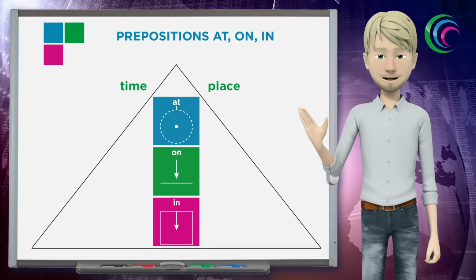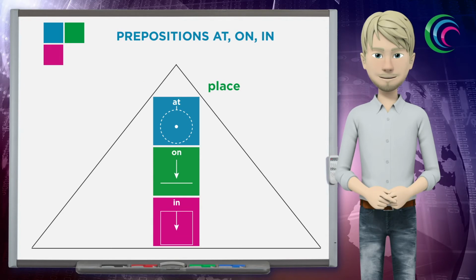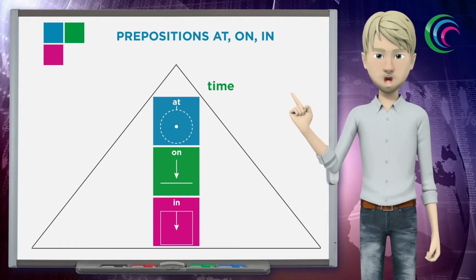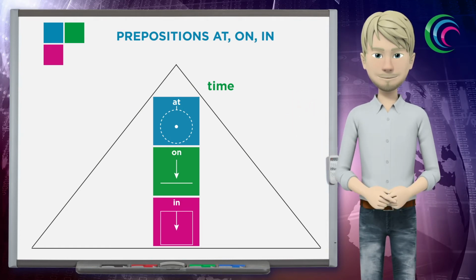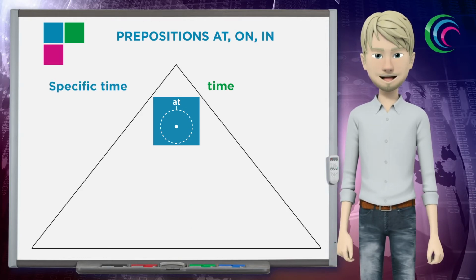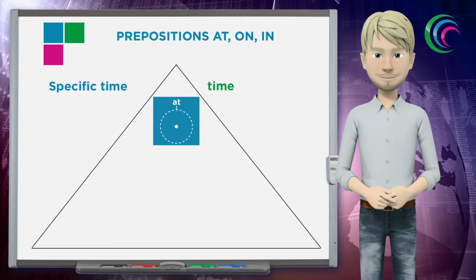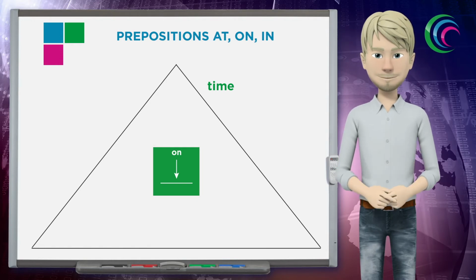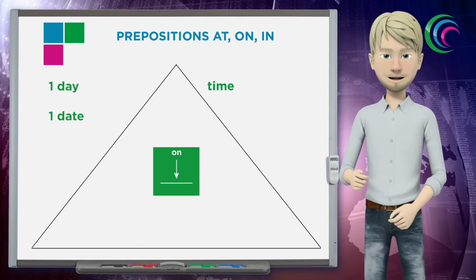First, the prepositions at, on, and in for time. Take a look at the figure. It is a pyramid, divided into 3 parts. In the top of the pyramid, we find the preposition at. We use this preposition to talk about a very specific time. The middle part of the pyramid, we see the preposition on. We use this preposition to talk about a day or date.